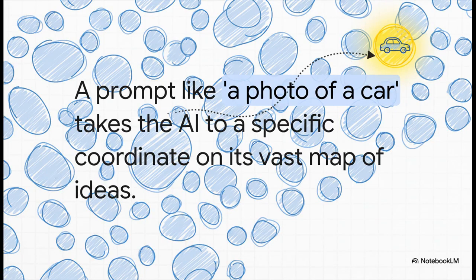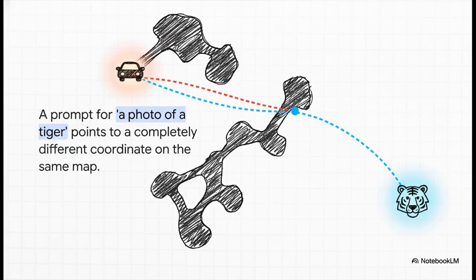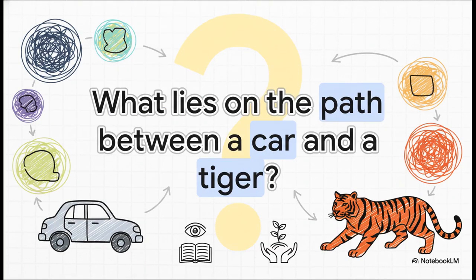Okay, so let's try an experiment. We ask for a car. The AI zips over to a specific point on this map, a coordinate that just screams car. Now we ask for a tiger. The AI goes to a completely different spot, far away on the map that represents tiger. Simple enough, right? But here's the crazy part. What if we asked the AI to go to the spot right in the middle of those 2 points? What on earth lies on the path between a car and a tiger?